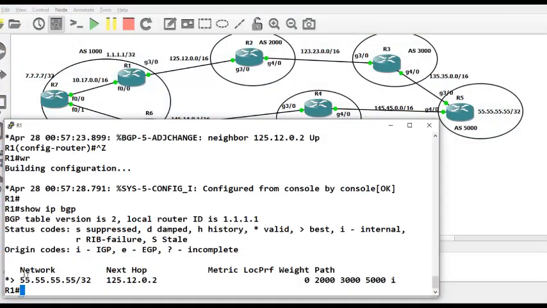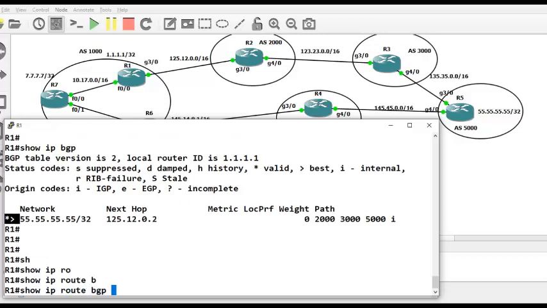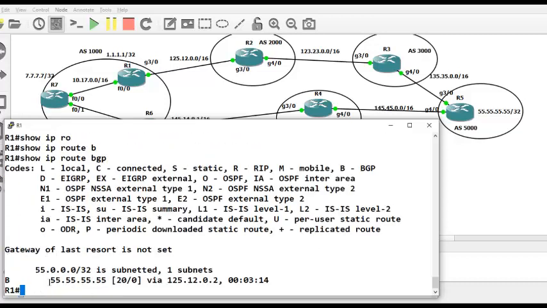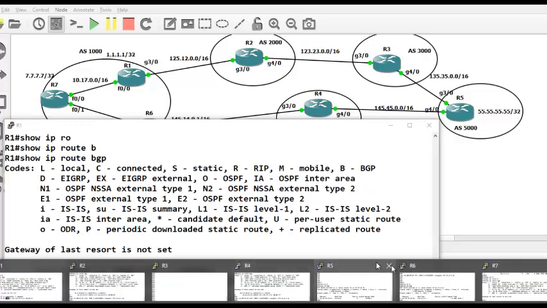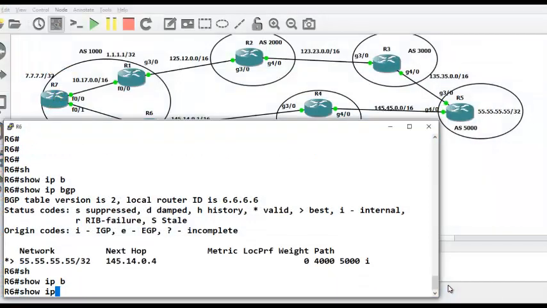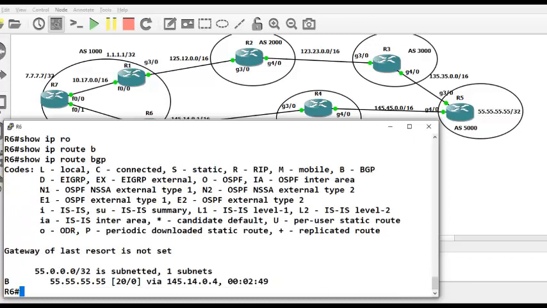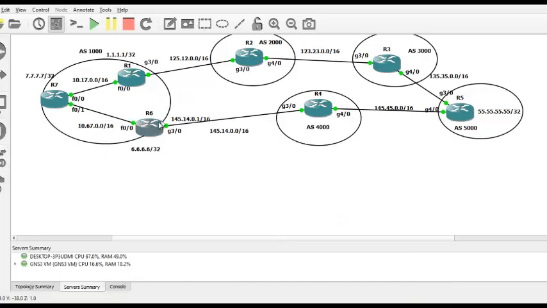But in router 1, if you check, because it is valid and best, show ip route bgp, you should see the route. See, the administrative distance is 20 because it's EBGP. Likewise in R6, show ip bgp, show ip route bgp. We learn the route and it is EBGP. We are learning the route in R6, we are learning the route in R1.